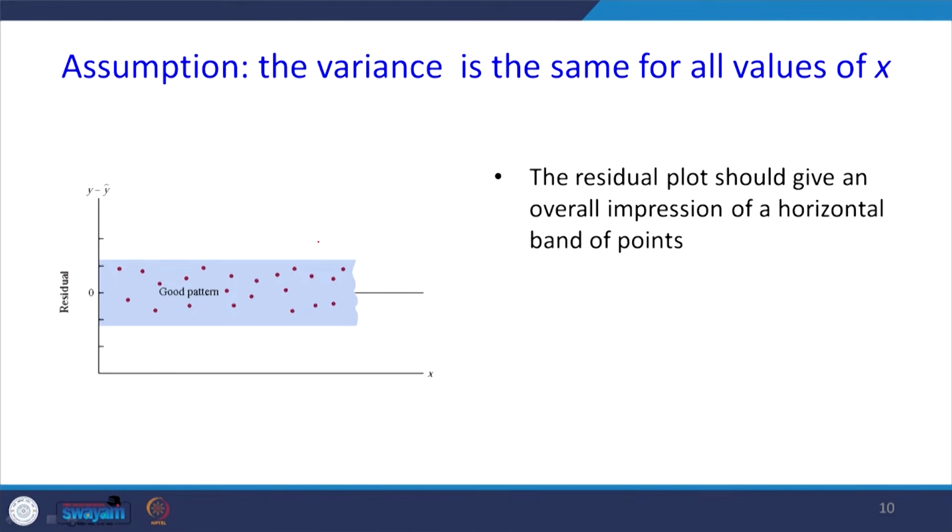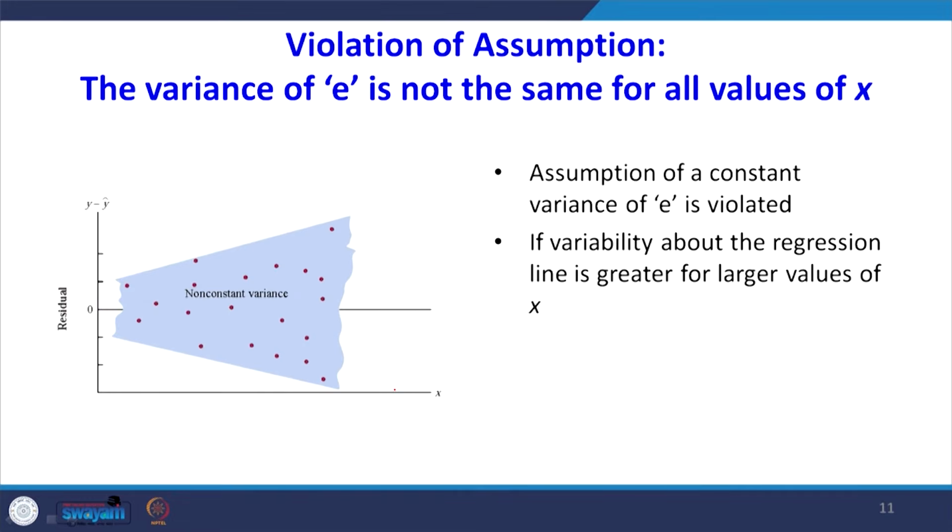So, this is the way to check the assumption that the variance is the same for all values of x. Sometimes when the value of x increases, the variance may increase, and that should not be the case. That is an example of a violation of assumption. The variance of e is not the same for all values of x. When x increases, the variance gets a conical shape, so it is a non-constant variance. This is a violation of our regression model assumption. The assumption of a constant variance of e is violated if you get this kind of shape. If the variability above the regression line is greater for larger values of x, then you can get this kind of picture. That is not correct.